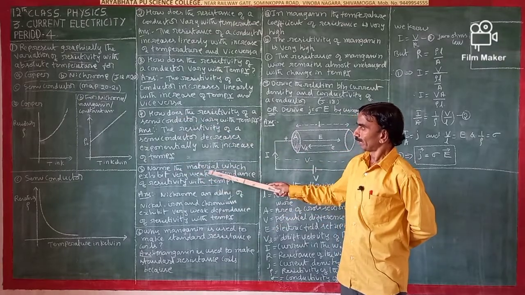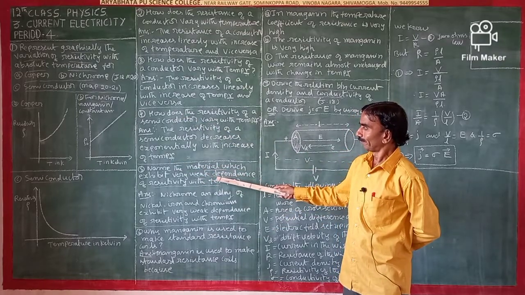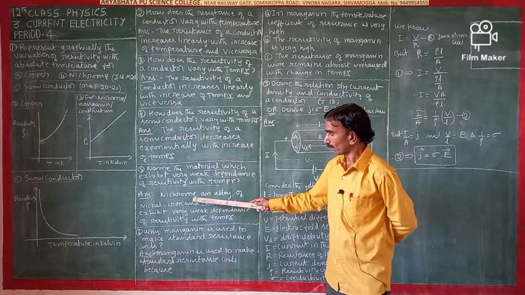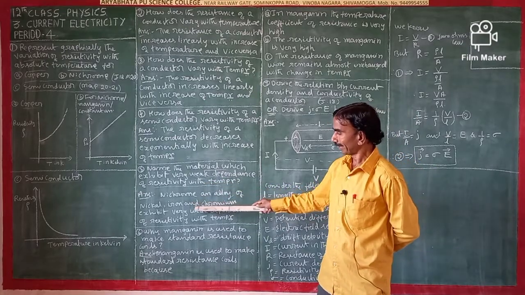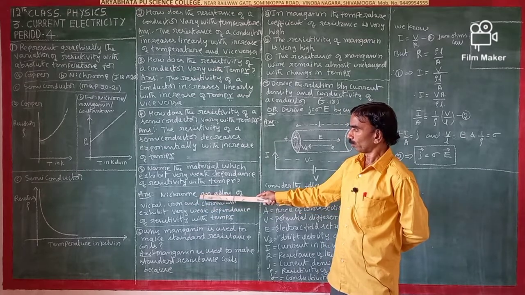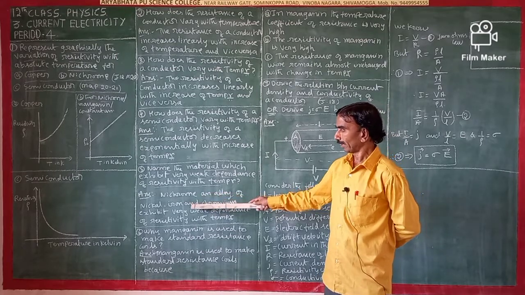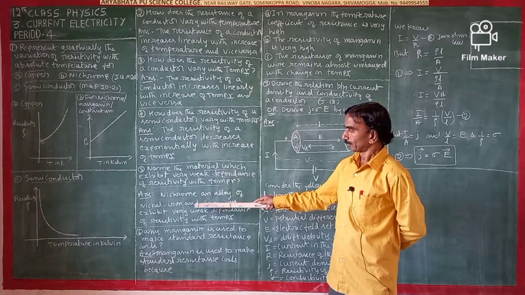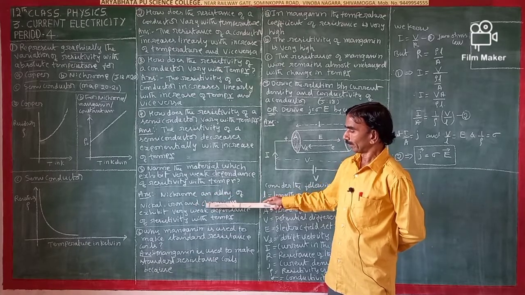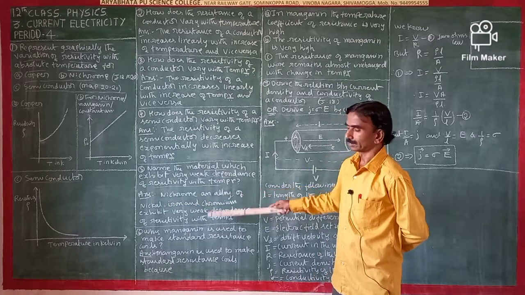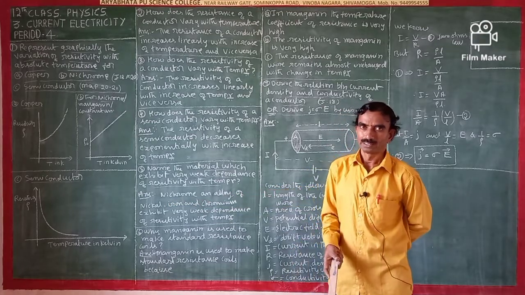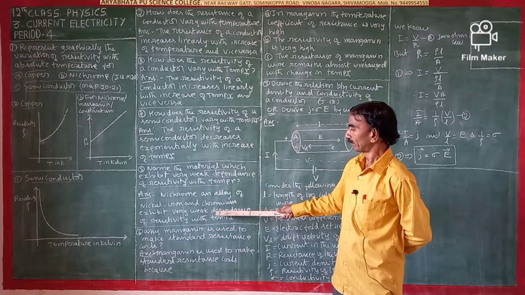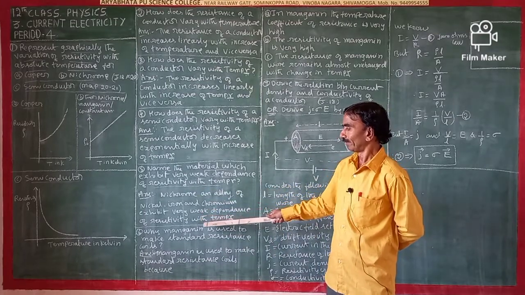Name the material which exhibits very weak dependency of resistivity with temperature. Nichrome, an alloy of nickel, iron and chromium. Nickel, iron, chromium, all three metals are mixed together and make a nichrome wire. So this is the material which exhibits weak dependence of resistivity with temperature.